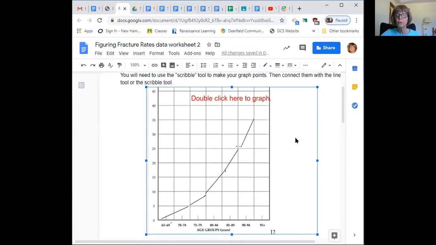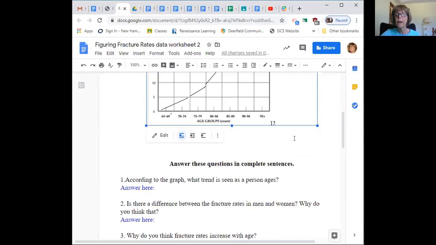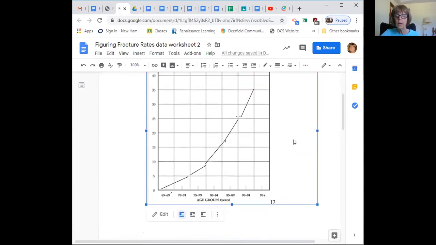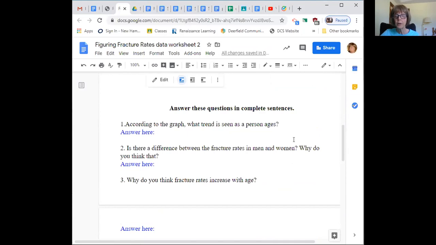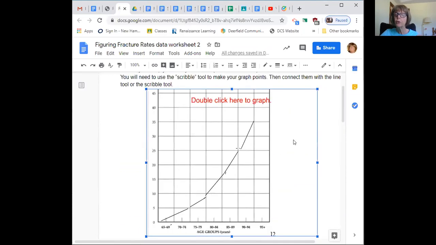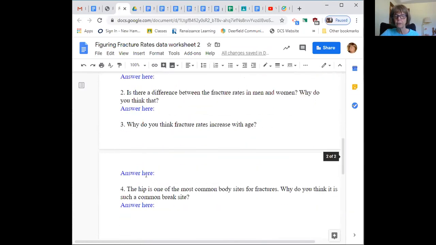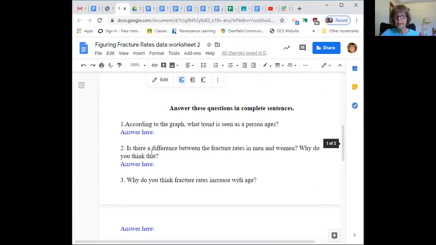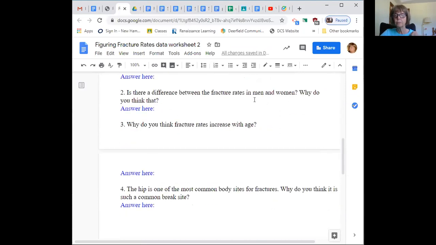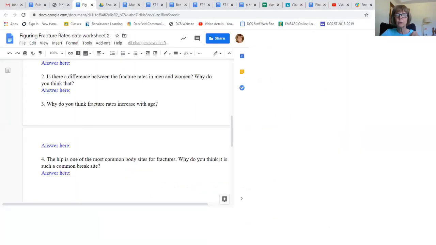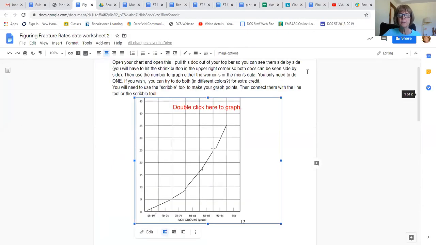So you may do just one of the two. You do not have to do both men and women, but there are some questions at the bottom where you should be able to, even if you don't graph both, if you really want to be really good, you could graph both on the same graph and just change the line color for the men or the women, which would be really neat because it would make it way easier for you to answer these questions. If you look at the data, you're going to answer these in full sentences. So there's your science assignment.